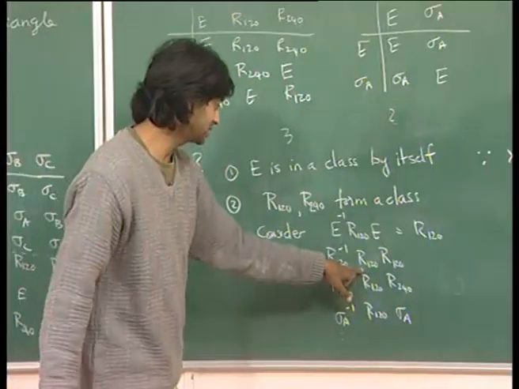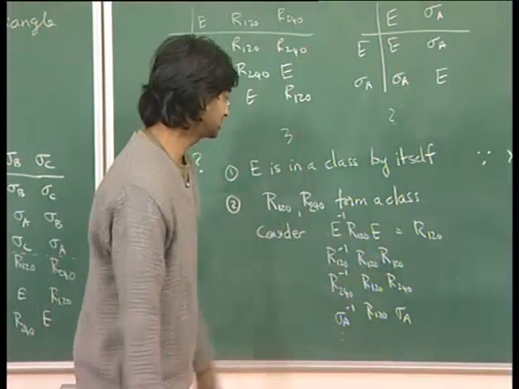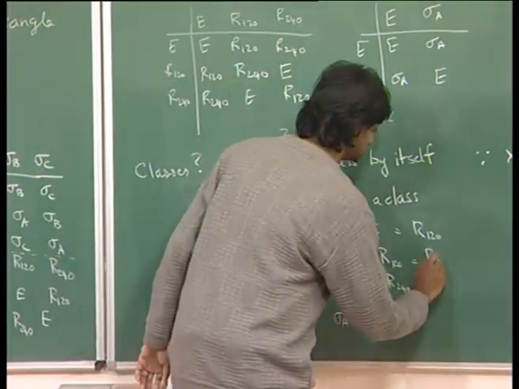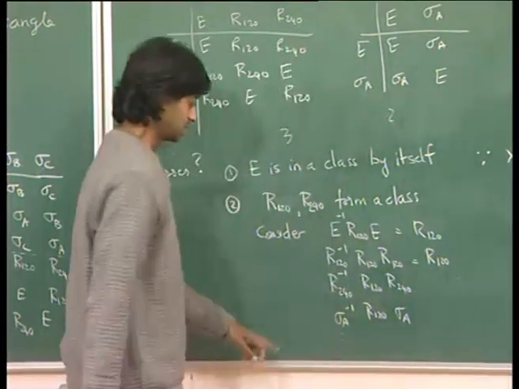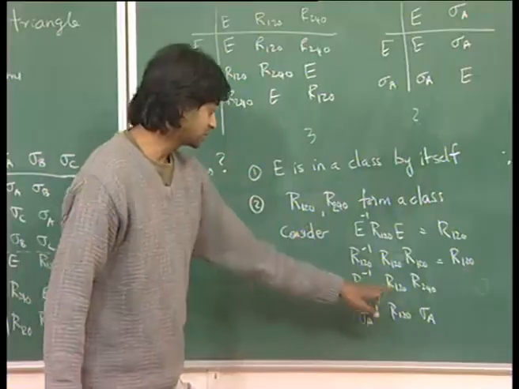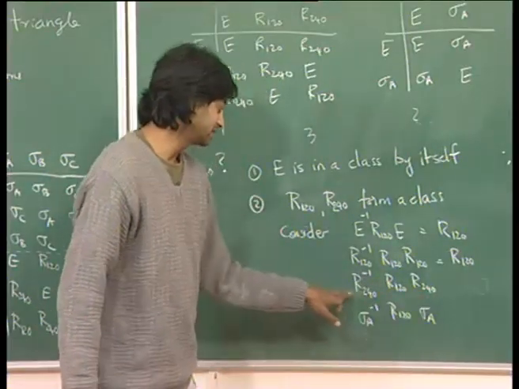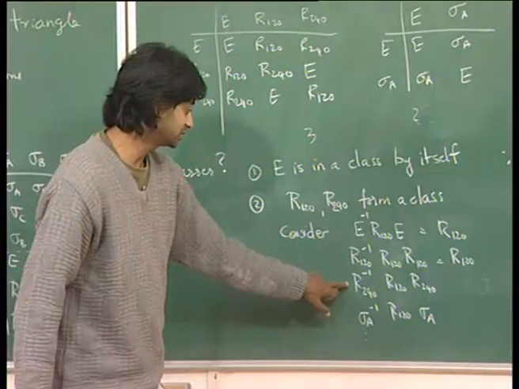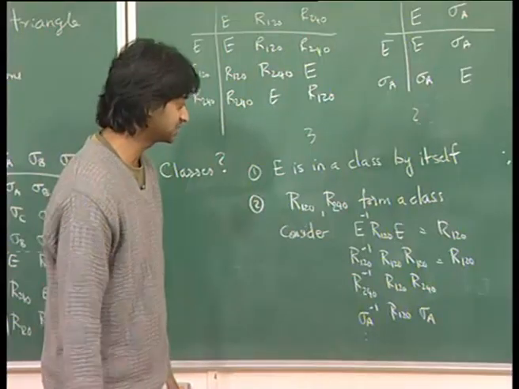Now, R 120 inverse R 120 is E. So, E into R 120 is just R 120. R 240 inverse R 120 R 240. So, R 120 into R 240 is identity. Identity into R 240 inverse is just R 240 inverse, which is R 120.